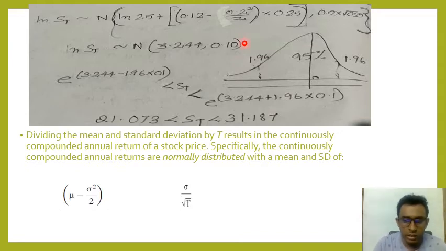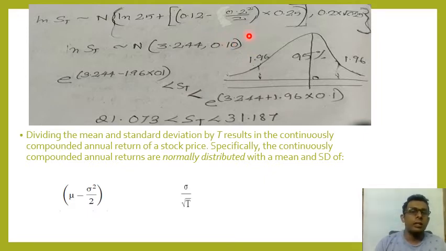But for the mean value, we have to calculate ln of 25. Ln of 25 can be calculated using a scientific calculator, or we can use the table also. Calculating this, we get 3.244, which is the mean. This means that the mean of our distribution is 3.244 and the standard deviation is 0.10.